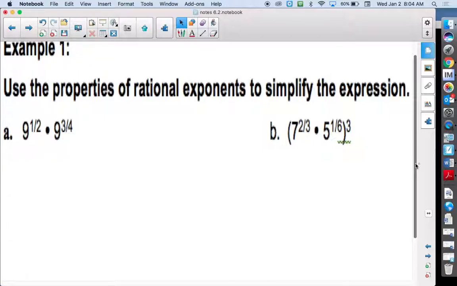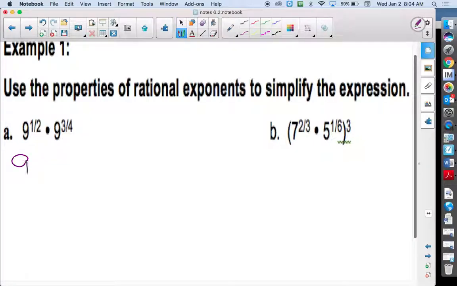So the first one, we have 9 to the 1/2 times 9 to the 3/4. The key thing is that the bases are the same. We have to have the same base in order for us to combine them together. How would you combine those exponents together if you're multiplying the bases? What would the property say, at least? Yeah, you add them together.